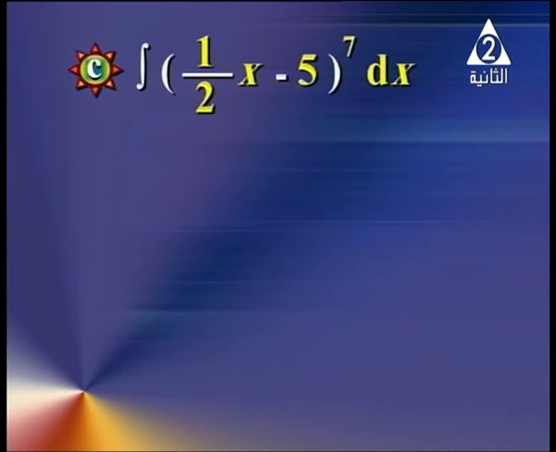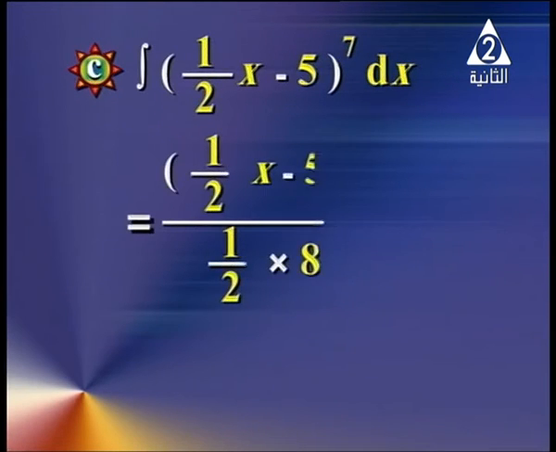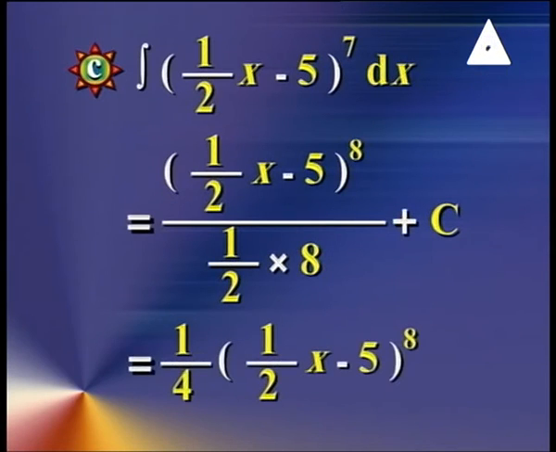Integration of (1/(2x minus 5)) to the power 7 dx equals, we add the power 1, 7 plus 1 equals 8, and divide by 8 multiplied by the denominator coefficient of x, 1 over 2, plus c. Then the integration becomes 1 over 4 multiplied by (1/(2x minus 5)) to the power 8 plus c.